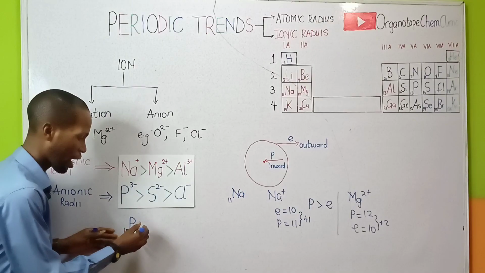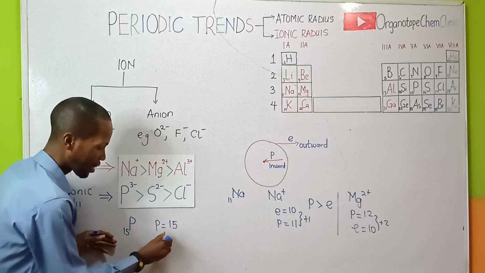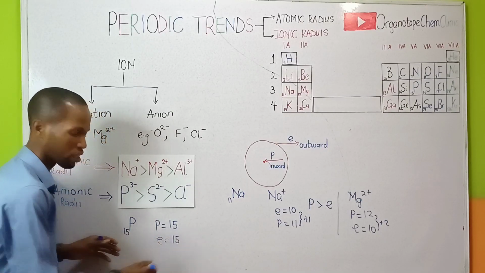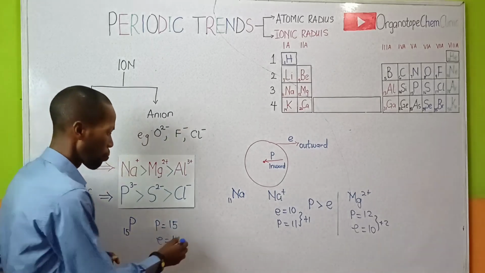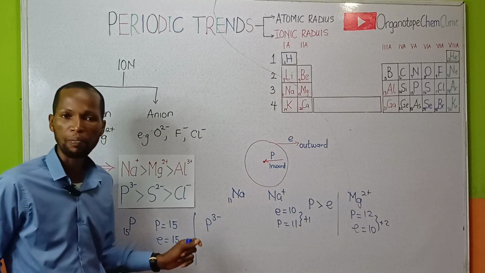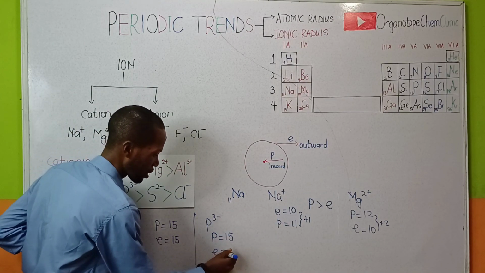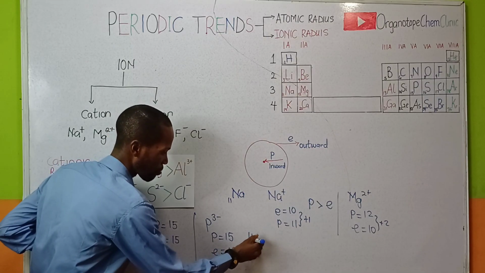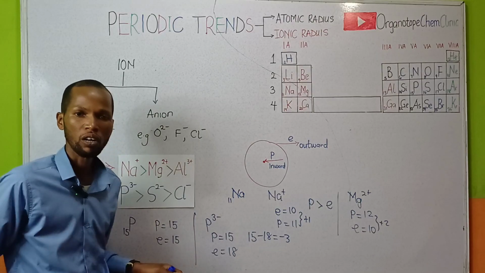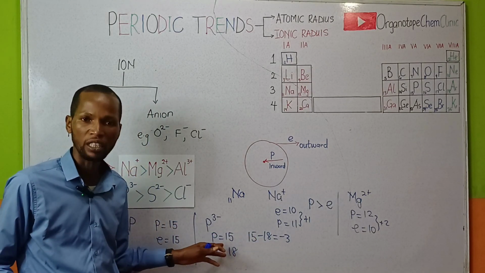Okay, then we have the number of protons in phosphorus is 15, while the number of electrons in phosphorus is as well 15. So here we have a balance. But in the case of the ion, the phosphorus 3 minus, we have protons equal 15, while electrons equal 18. Therefore, 15 minus 18 will give what? -3.